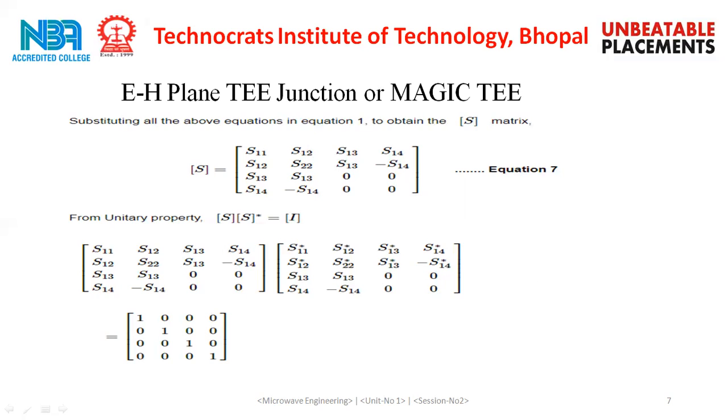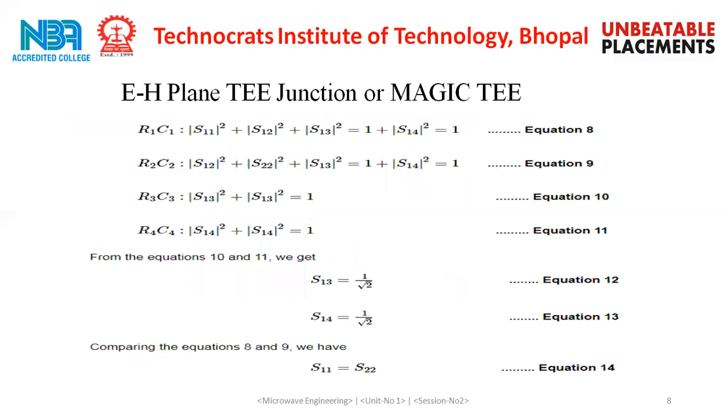And now we have some unknowns. We have to search how many unknowns there are. Definitely, students, you can see we have 5 unknowns: S11, S12, S13, S14, and S22. These are the 5 unknowns which have to be calculated. Hence, 5 equations are required. So according to the matrix property, we are going to multiply row 1 from the first matrix and column 1 from the second matrix. R1 C1 on the right hand side has the value 1. So equation number 8, from R1 C1, is S11 mod square plus S12 mod square plus S13 mod square is equal to 1.